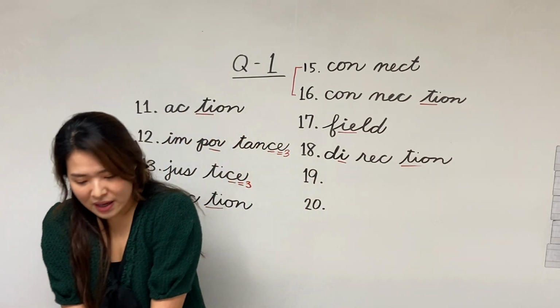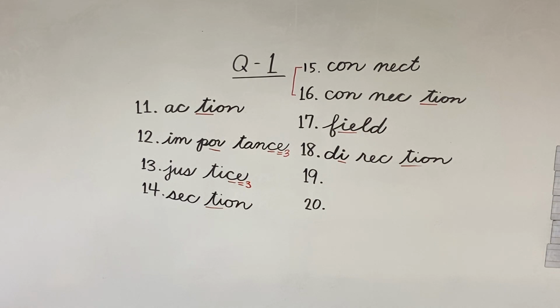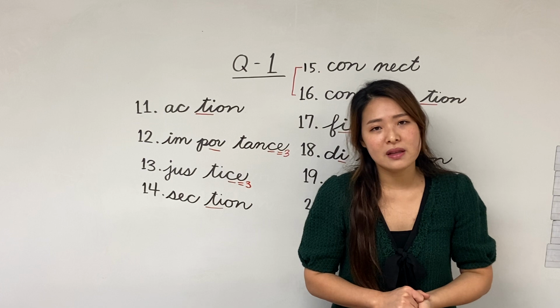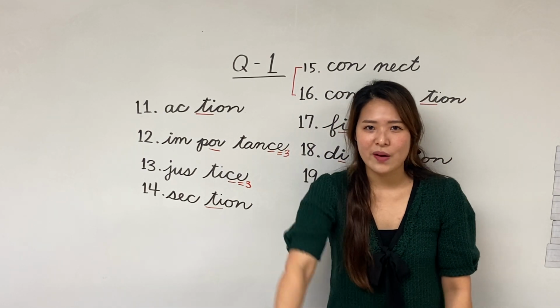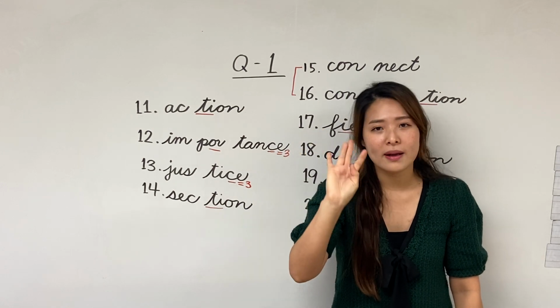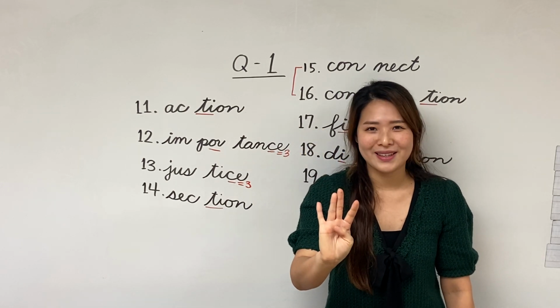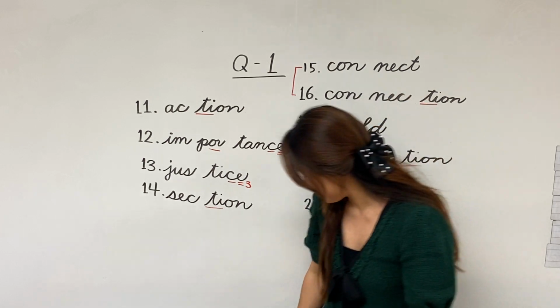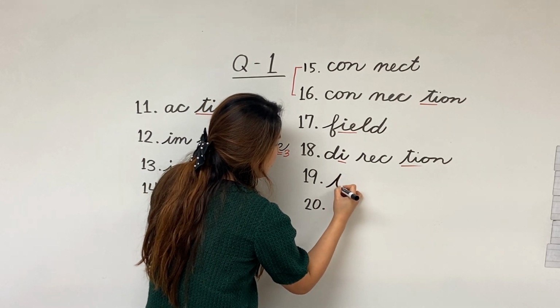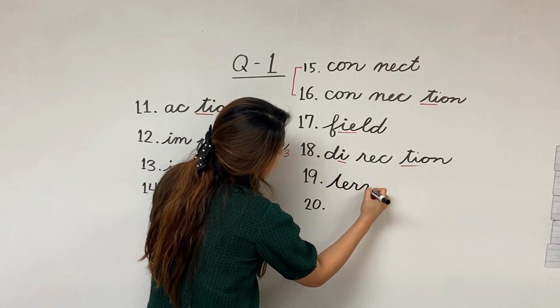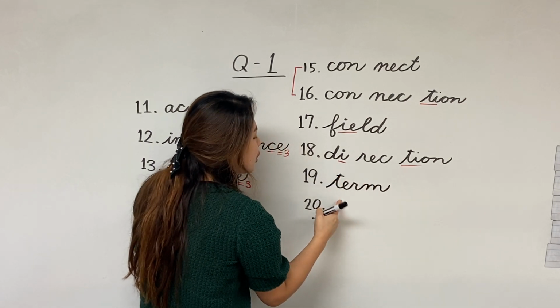Number 19. Number 19 is term. Term. The President of the United States can twice serve a term of 4 years. Term. How many syllables are there in term? Term. 1 syllable. Sound it out. T, E, R, M. Term. Now say it as you write it. Term.